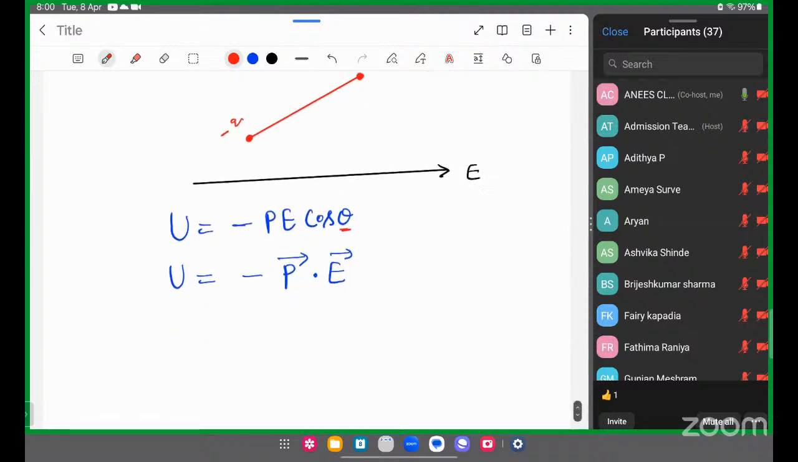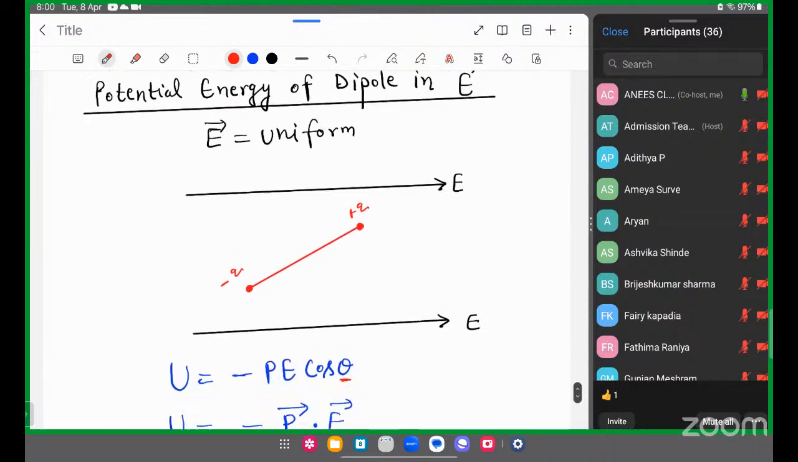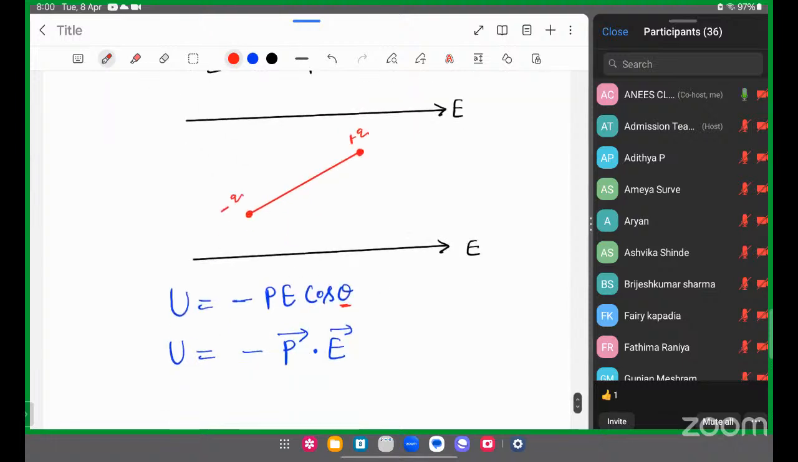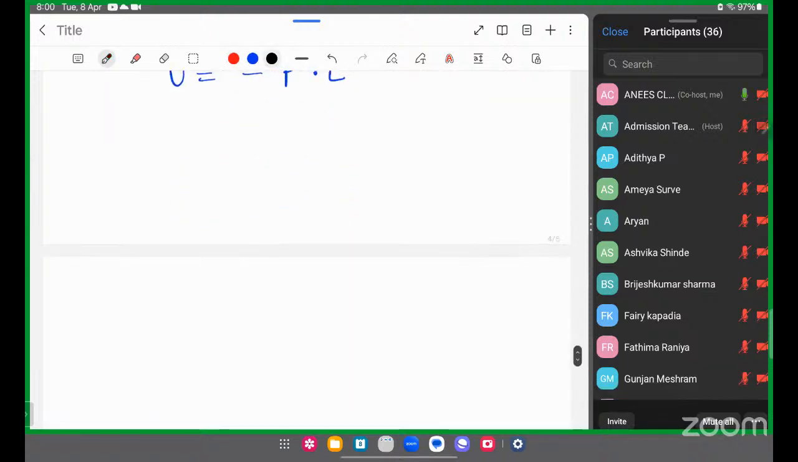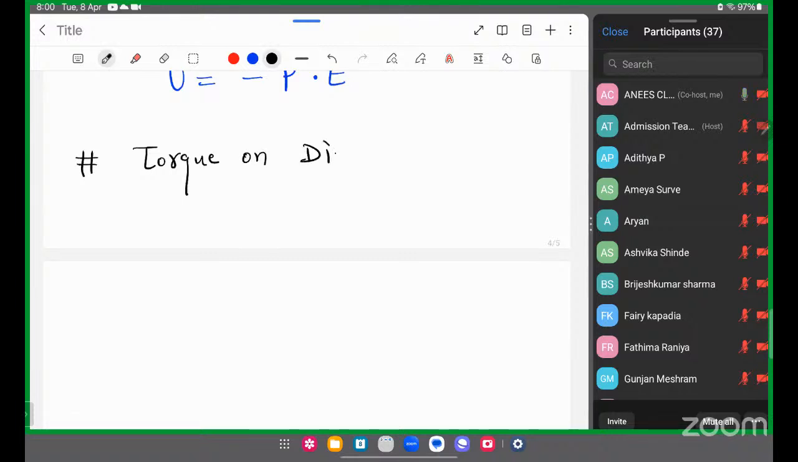Next is what will be the torque on the dipole. If we have a dipole which is placed in a uniform external electric field, what will be the torque? So the next point is torque on a dipole in electric field E. Again, electric field E is uniform.